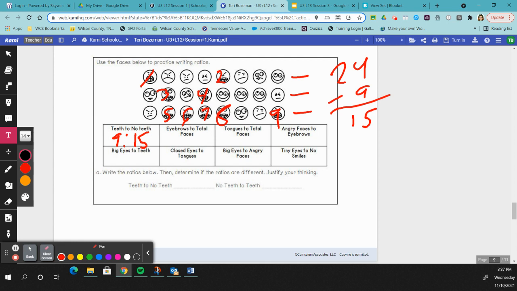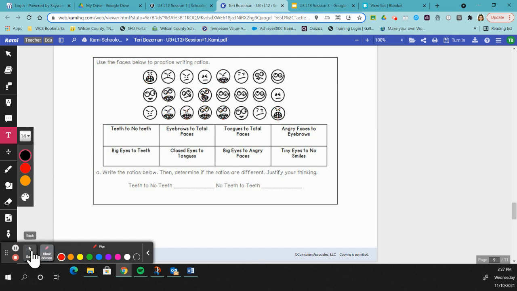So 9 to 15. And you can write the ratio in any way you want to. The easiest way that students have found in class is to use the colon to write their ratios. So after looking at teeth to no teeth, you look for eyebrows to total faces. So we know that the total faces is 24, right? We just talked about that.